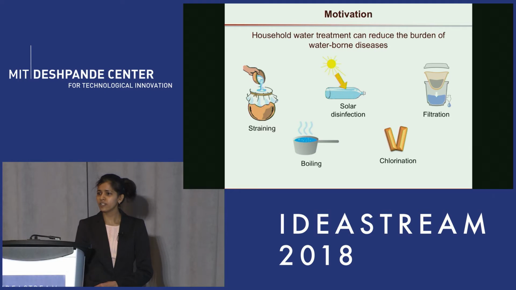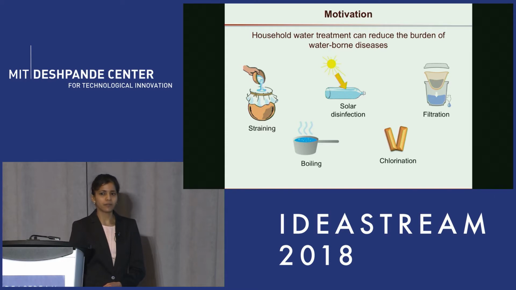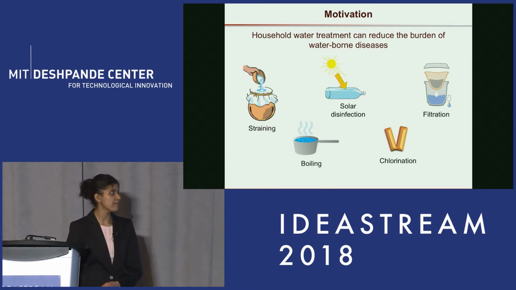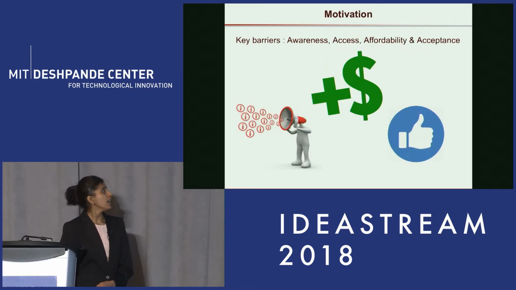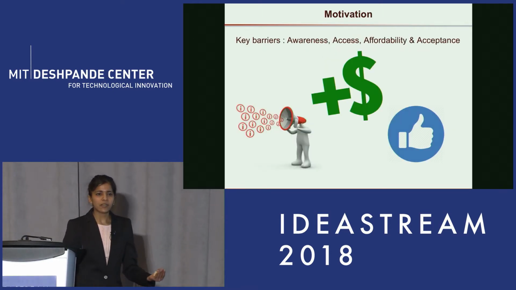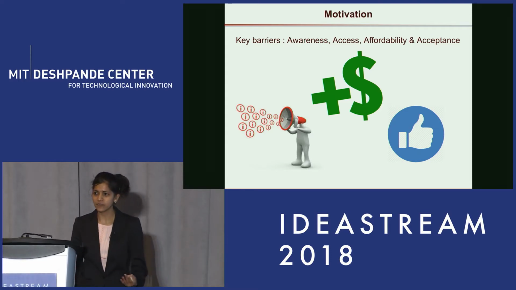And in fact, there are several methods and technologies that are currently in place. And some of the ones that are most commonly used in the low-income and the middle-income groups include boiling, solar disinfection, filtration, and chlorination, and straining also. So now, despite the availability of several of these methods, none of them except boiling has managed to really achieve scale at a global level.